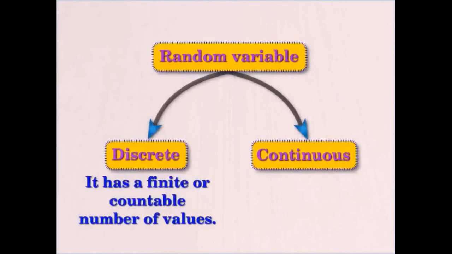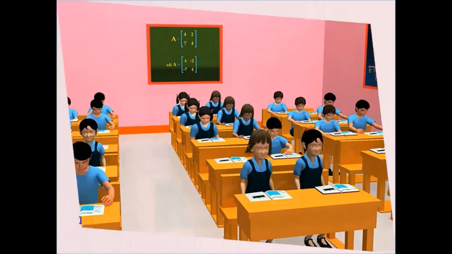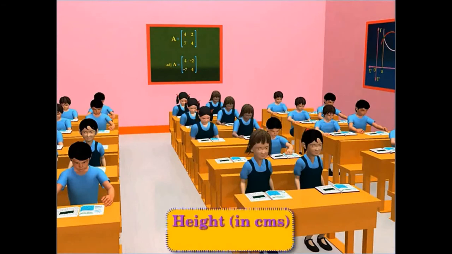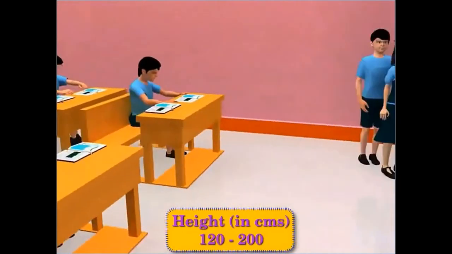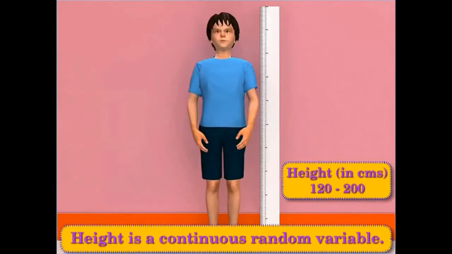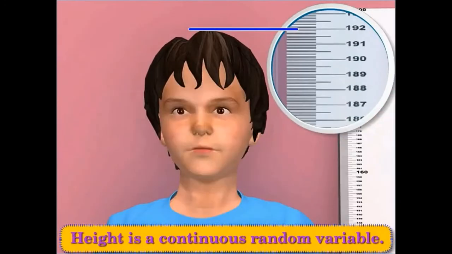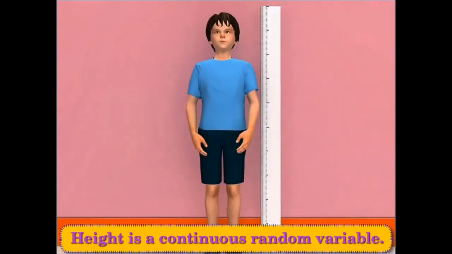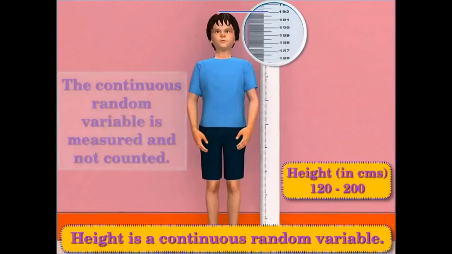In contrast, a continuous random variable has infinite values. Suppose the height of students in a class varies from 120 to 200 centimeters. In an experiment to measure the height of a student selected at random, height is a continuous random variable as it can take any of the infinite values from 120 to 200. In the case of a continuous random variable, the outcome is measured and not counted.